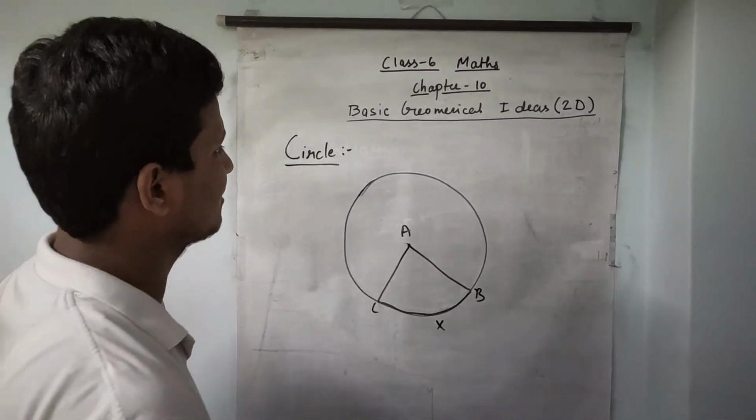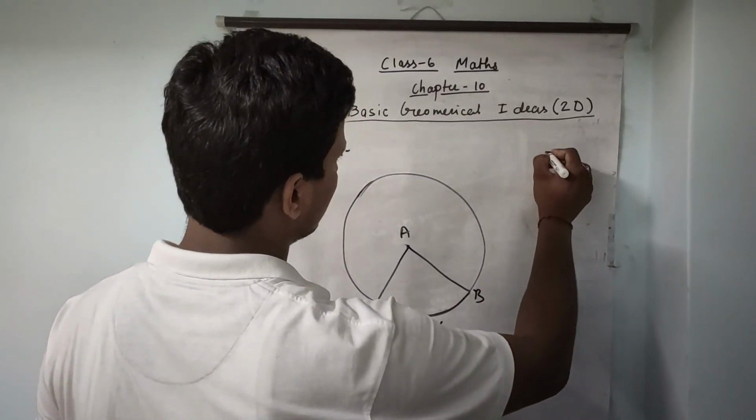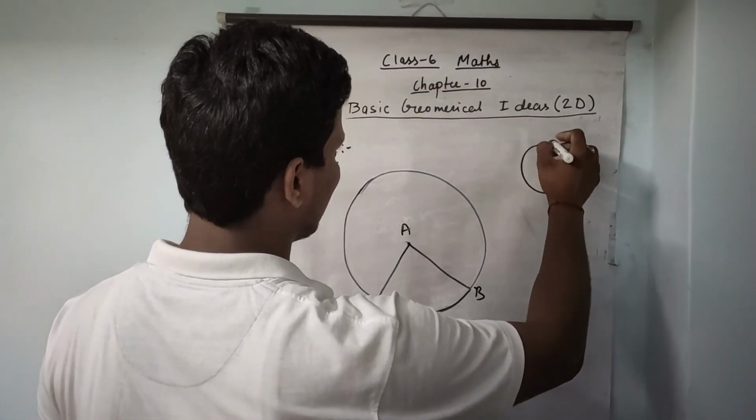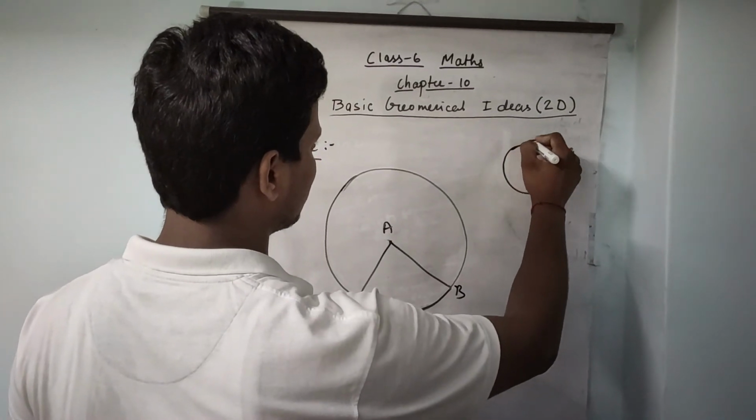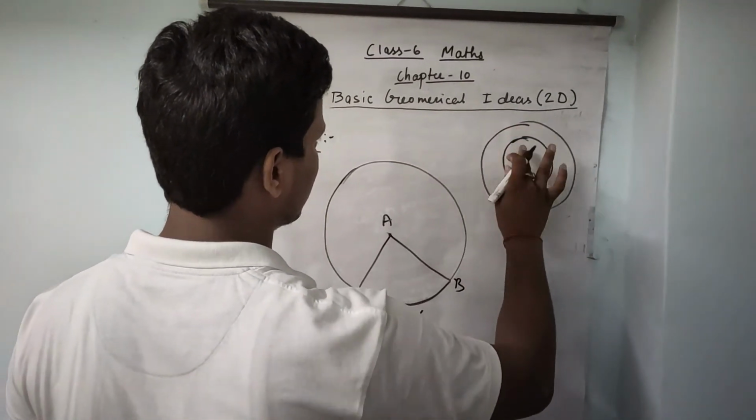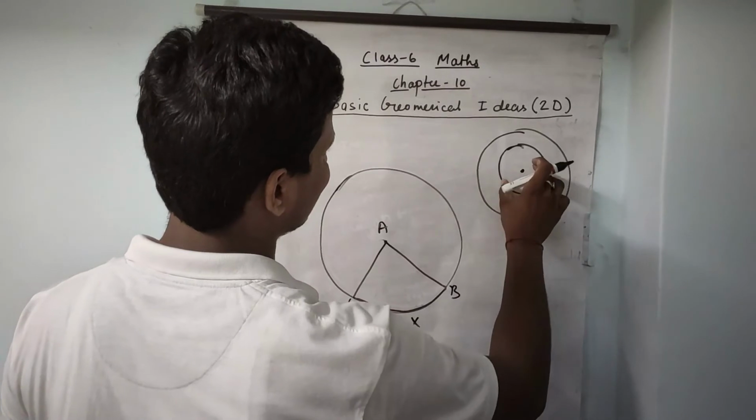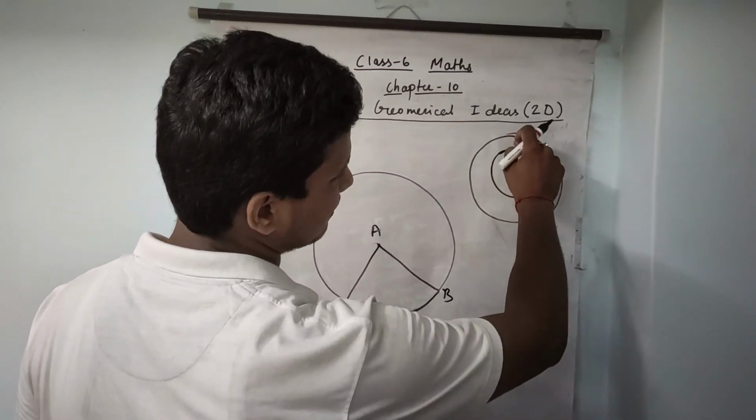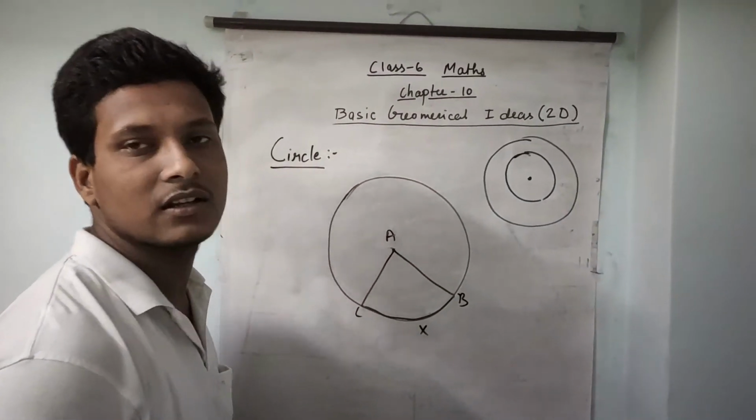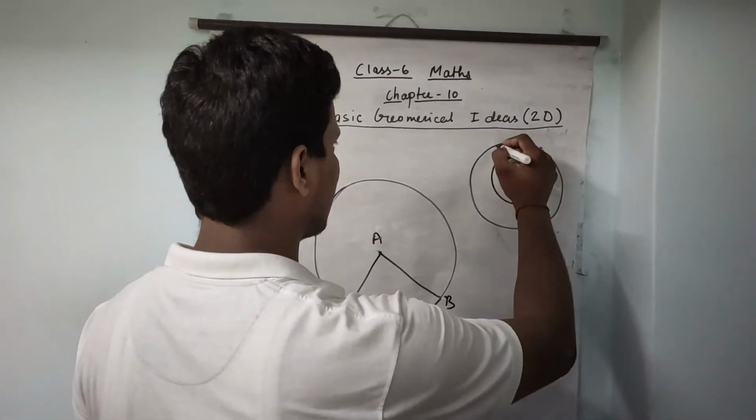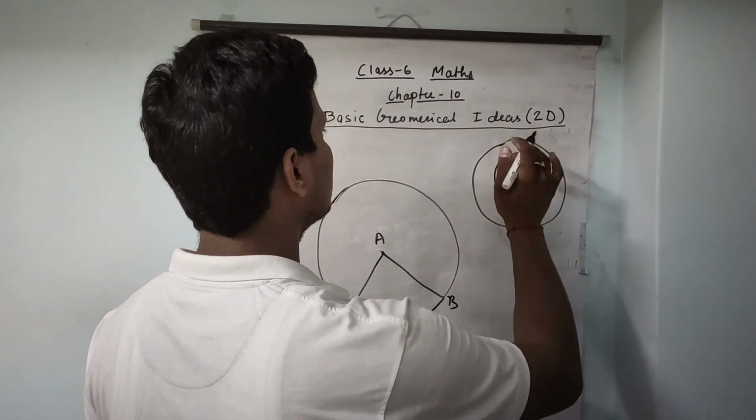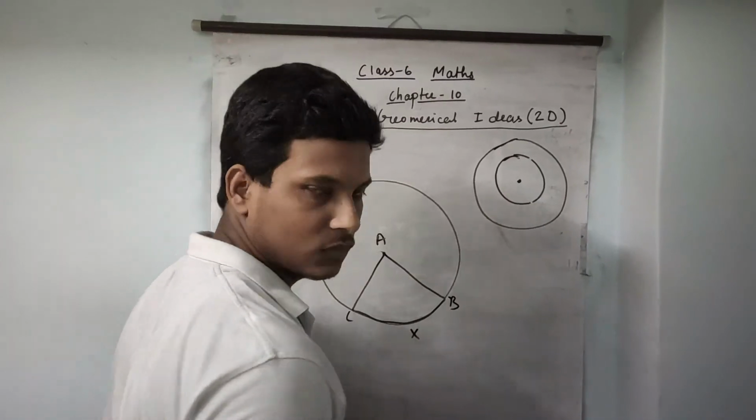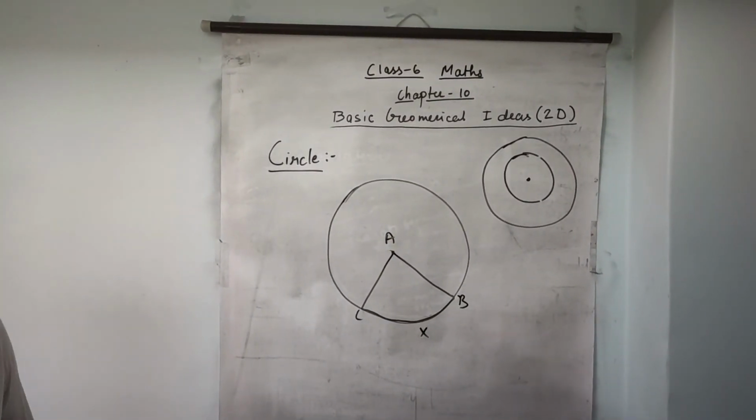Next, and the last, is concentric circles. Two or more circles having the same center are called concentric circles. Like this circle has the same center, and this is another circle which also has the same center. So 2 or more circles having the same center are called concentric circles.